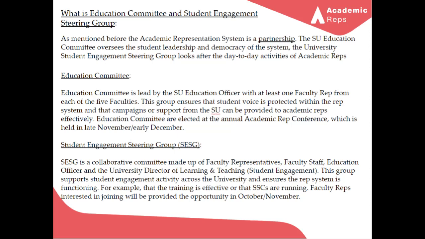It's a committee made up of faculty reps, faculty staff, the education officer, and the University Director of Learning and Teaching for student engagement. That group makes sure that student engagement activity across the university is working, and they also make sure the rep system is operating effectively. For example, if you don't think this training is very effective, Student Engagement Steering Group will hear about it and make changes. They'll also make sure that things like student staff committee meetings are actually functioning. Those of you that are interested, again, will be given the opportunity in late November or early December. We'll keep you up to speed.